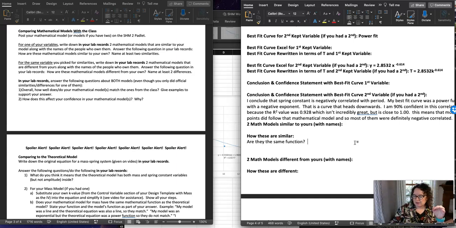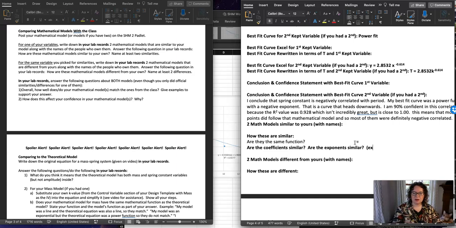So hopefully you'll find some people with similar functions. If you can't, you're just going to say, well, their function kind of looks like mine, even though it's different. So, are they the same function? And then what you want to look at is, are the coefficients similar? Are the exponents similar?